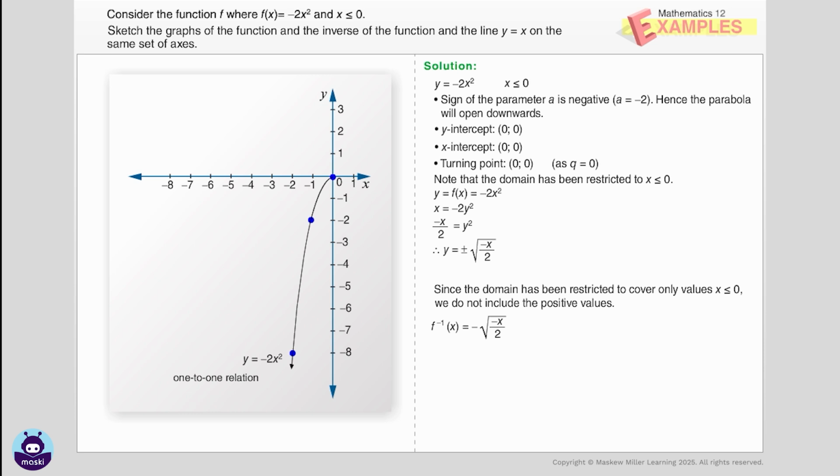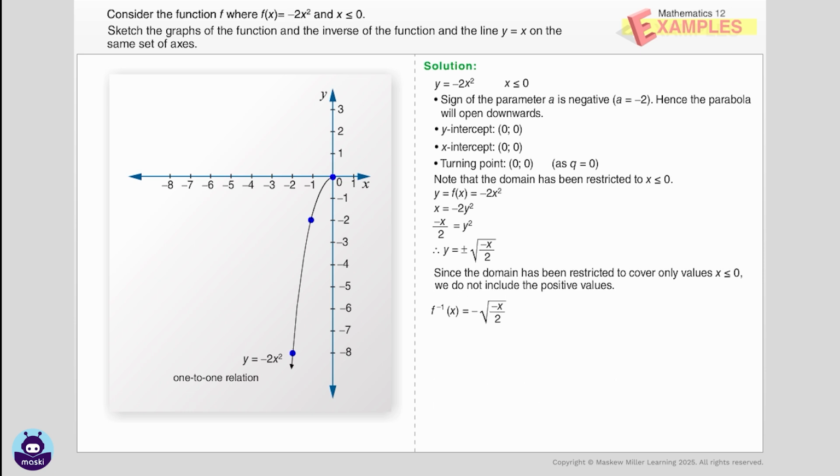Generalizing, we can say that the inverse of the quadratic function is given as y equals plus or minus the root of x over a. For domain x greater than 0, y equals plus the root of x over a. For domain x less than or equal to 0, y equals minus the root of negative x over a.